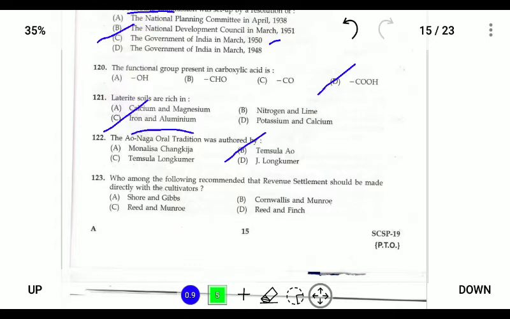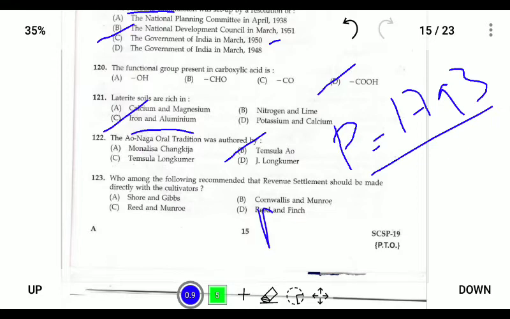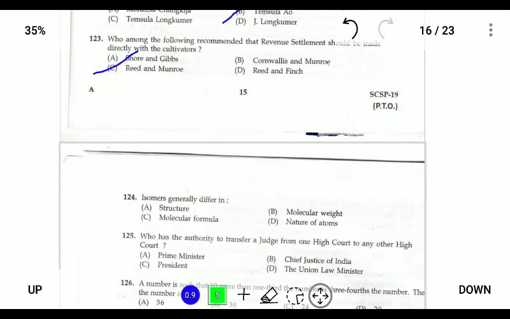So there are three Revenue Settlement Acts, that is the Permanent Settlement Act, which was started by Cornwallis in 1793, the Mahalwari system, and the Ryotwari system of the south. So the Ryotwari Settlement was one of the settlements, and it was started by Reed and Monro, Thomas Reed and Monro. Isomers. So isomers differ in the structure. Isomers are those that are generally same in formula, but they differ in the structure.